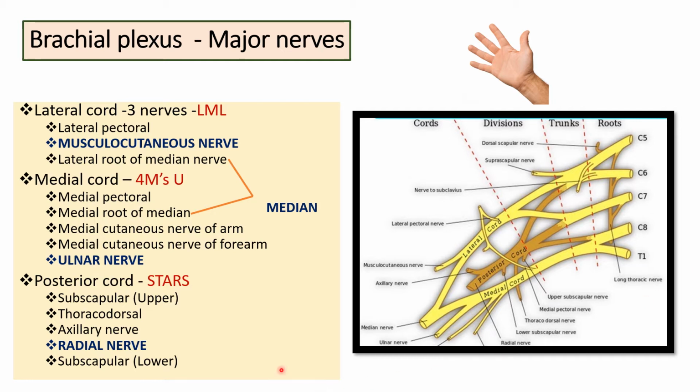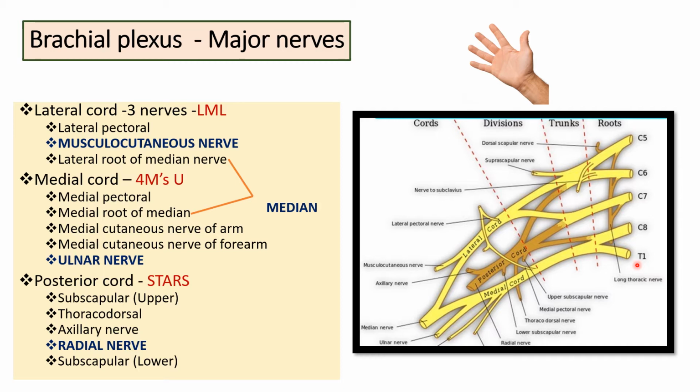You are aware that C5, C6, C7, C8 and T1 are the root values for the brachial plexus. The union of the roots C5 and C6 forms the upper trunk. C7, the middle one, will continue as the middle trunk, and then the lower two roots, C8 and T1, will unite and form the lower trunk.